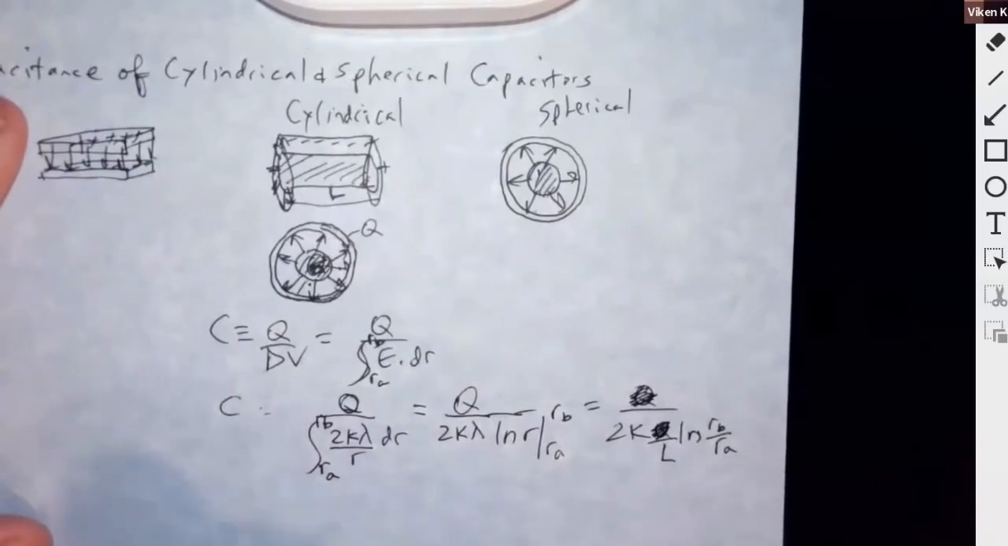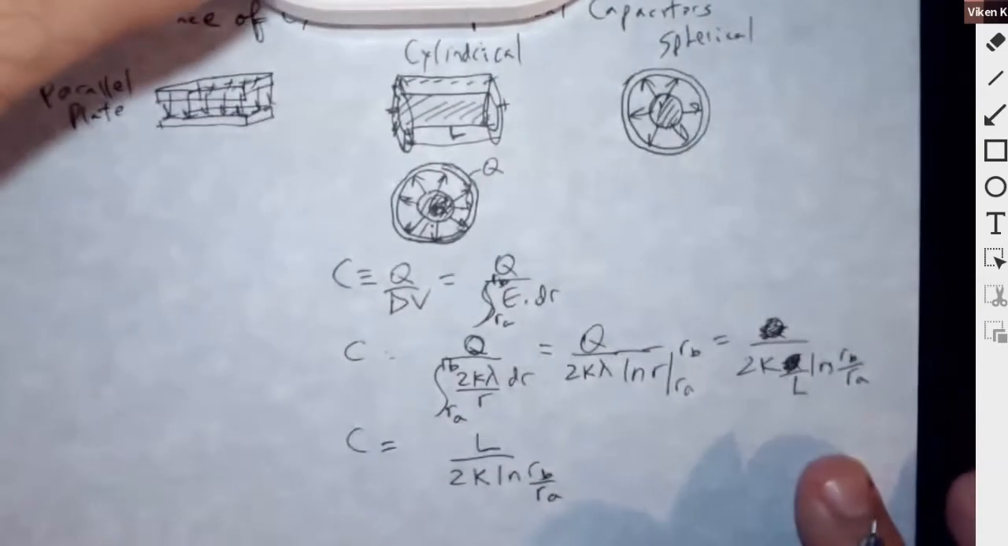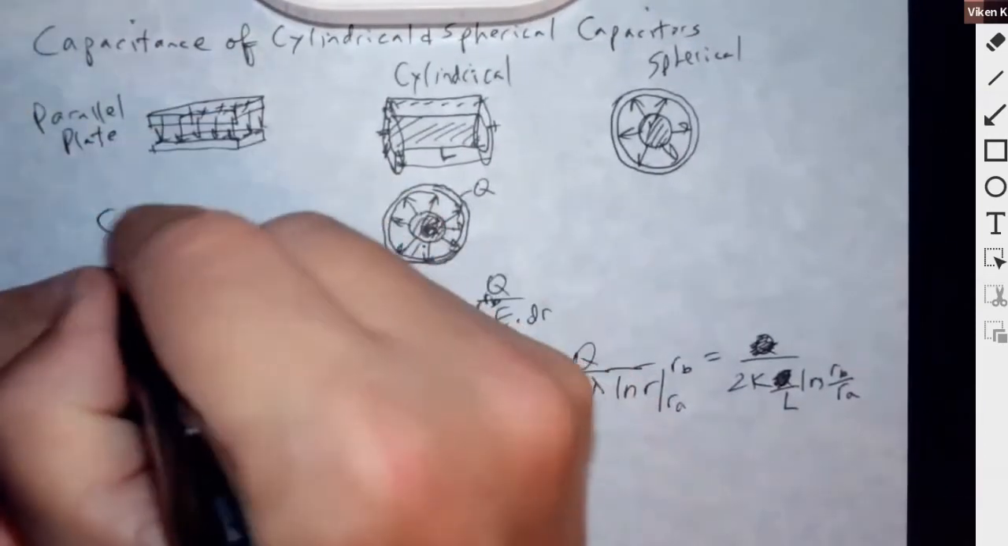And that's the capacitance. So it should be L over 2k ln of RB to RA. Okay, so let's see again if it has similar features.